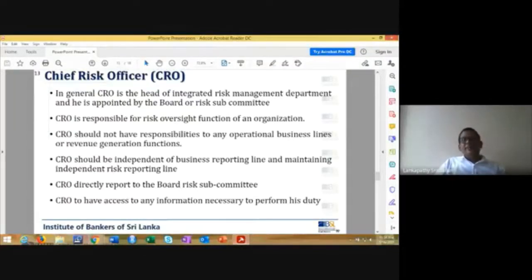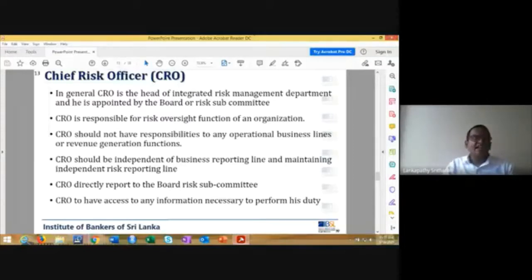And the CRO should be independent of the business reporting line, maintaining an independent risk reporting line. Generally, banks and finance institutions are set up like this: the CRO can report directly to the risk management committee, and if necessary, directly to the board of directors. That independent reporting line will be maintained, because if there is any risk, he should escalate it immediately to the top people. The CRO reports directly to the board risk subcommittee, and the CRO should have access to the information necessary to perform his duty.